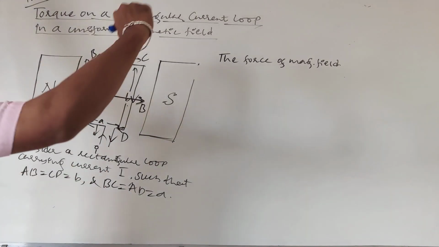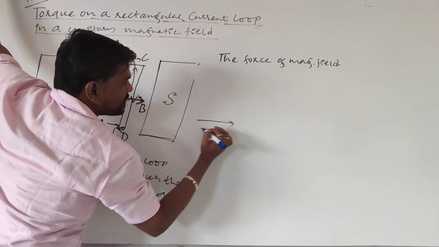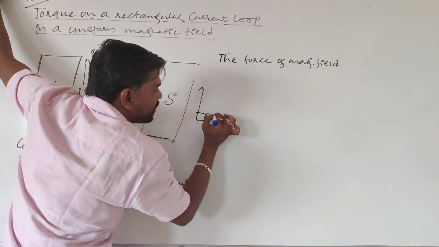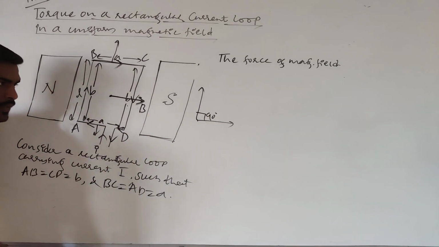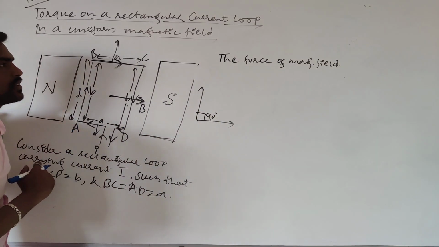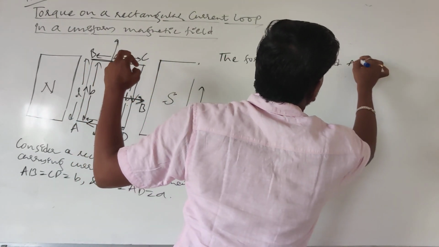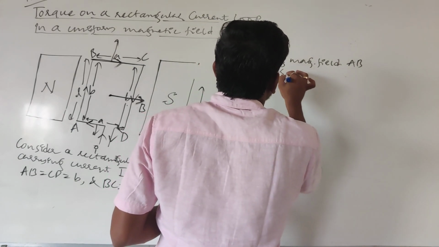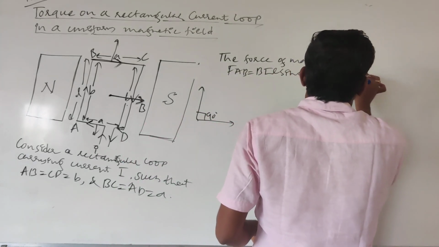Next one. Here what happens? The magnetic field is in this direction, and the current direction is in this direction. So the angle between the current and magnetic field becomes how much? 90 degrees. So the force on AB: F AB is equal to B I L sin theta. We know theta is equal to how much degrees?